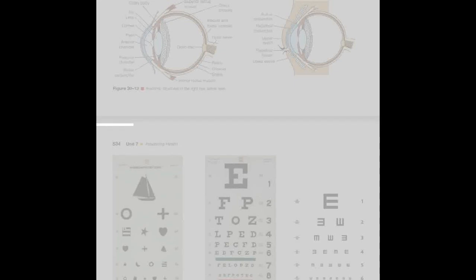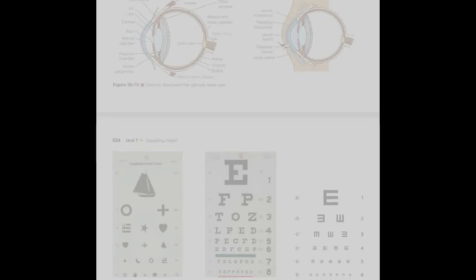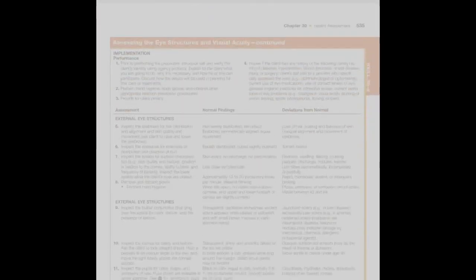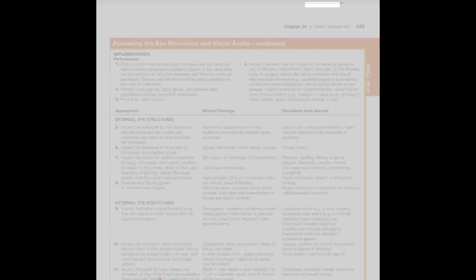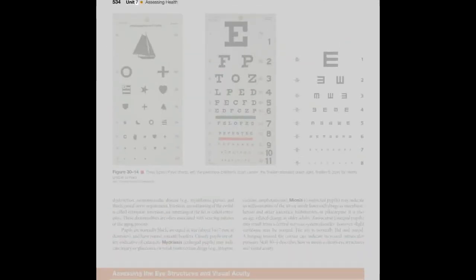Publisher production text: Pearson, Berman, Kozier and Erb's Fundamentals of Nursing 10. Unit 7, Assessing Health, page 534.